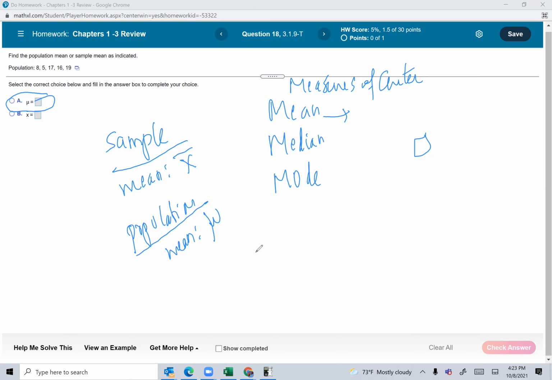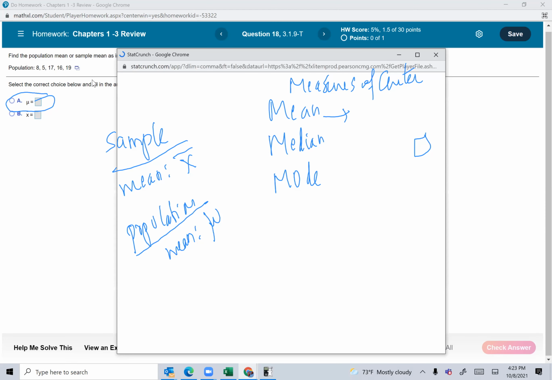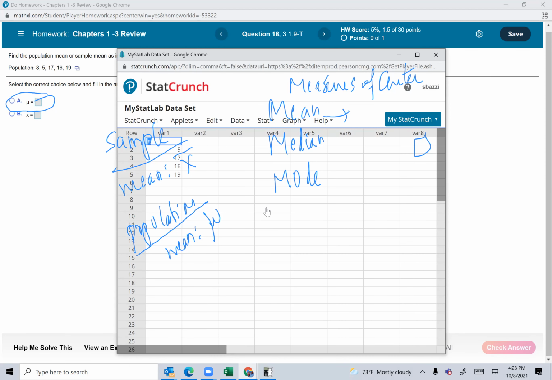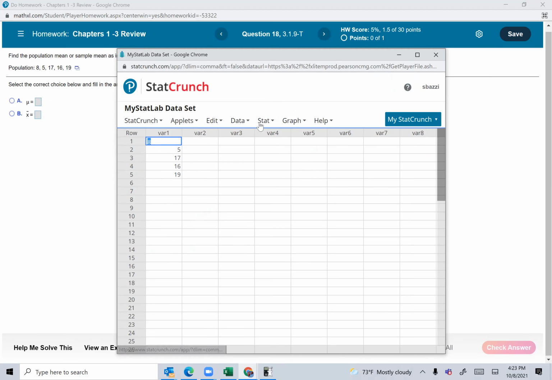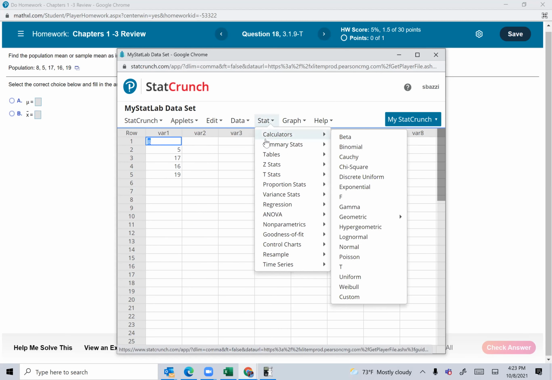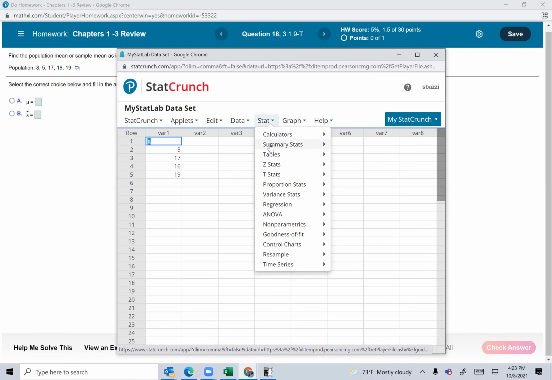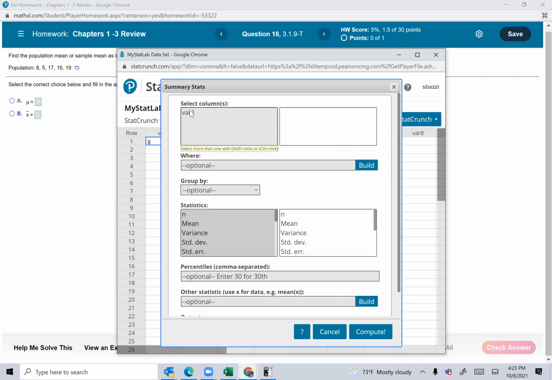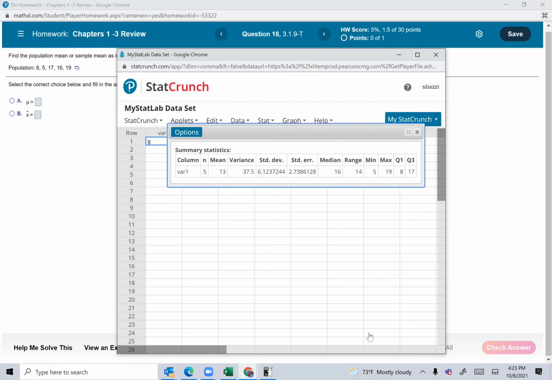Now, how do you do this? Using StatCrunch. Watch, this is the magic of technology. Open in StatCrunch. I want to clear everything here so you can see. You go to Stat. In chapter 3, this is actually the formula that you use. Summary statistics, columns. Select this column because the data is in it, and just hit compute. That's it. And look, this is the mean, 13.